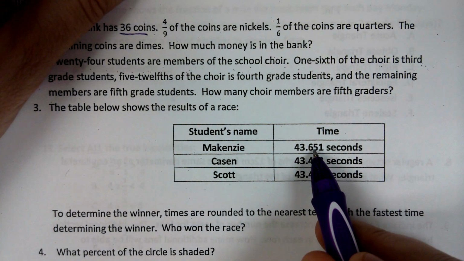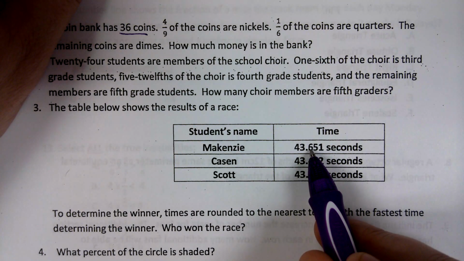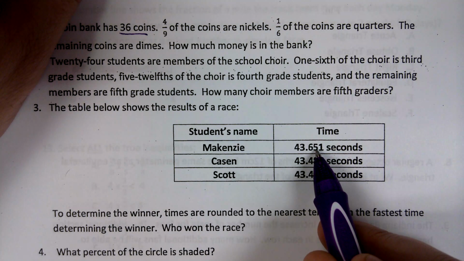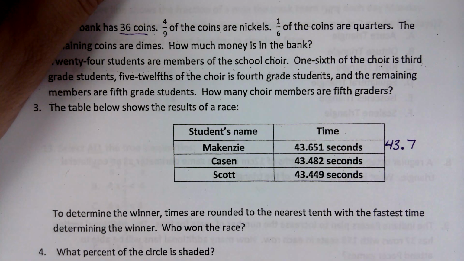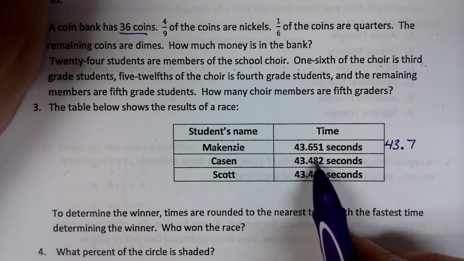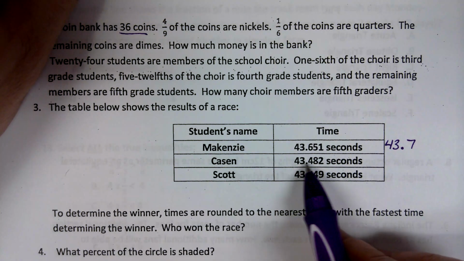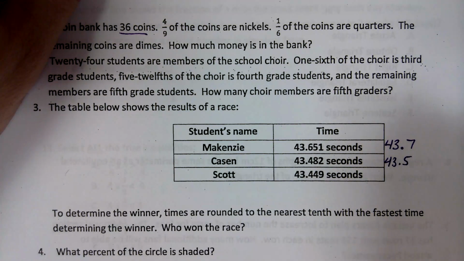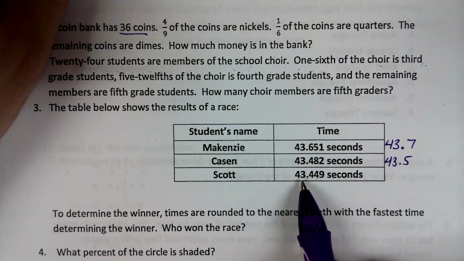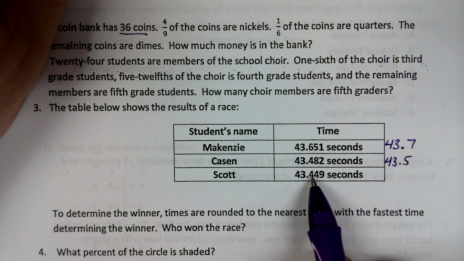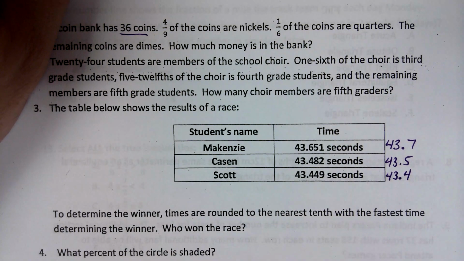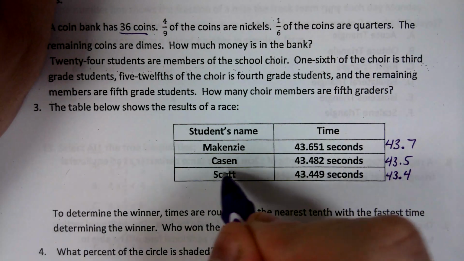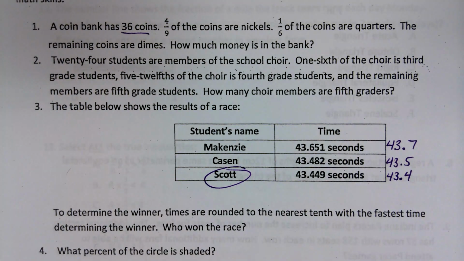So 43.651, 651 thousandths. Well, if I'm rounding to the nearest tenth, I look to the right. That's a 5, so I'm going to round up. Mackenzie's time, if we're rounding that off to the nearest tenth, is going to be 43 7/10 seconds. For Kaysen, that 4, the 8's the next one, so again, I'm rounding that up, 43.5. Very close race if there's only a couple of tenths difference here. And then Scott, 43.44, so rounding to the nearest tenth. The digit to the right tells me to round down on that one, which means I'm going to leave this alone. We've got 43 4/10, so by just 1/10 of a second based on the official times, Scott would have been our winner on number 3.